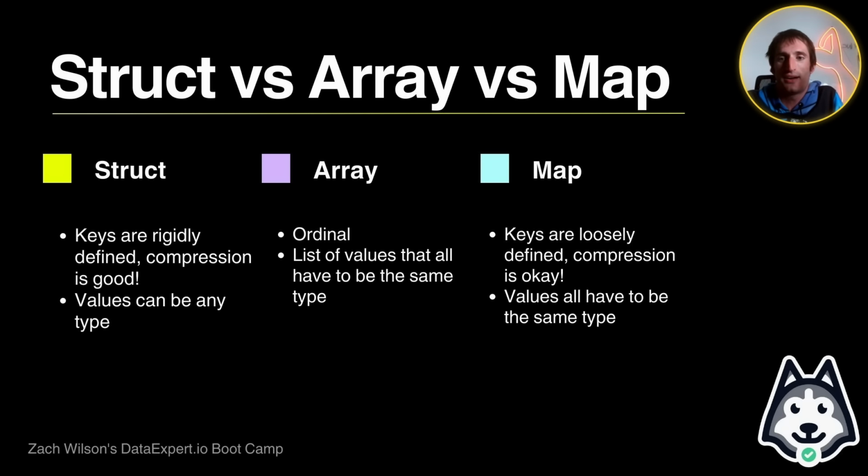Map is kind of like the middle ground here, where you have keys and values. But all the values have to be the same type, and the keys have to all be the same type. And the keys actually have to be a very specific type. They need to be integer, string. They have to be a primitive for the most part. I think you can have a Boolean in a map. I actually don't know, because that seems dumb, because then you can only have two values. But I think you can. I have not tested that.